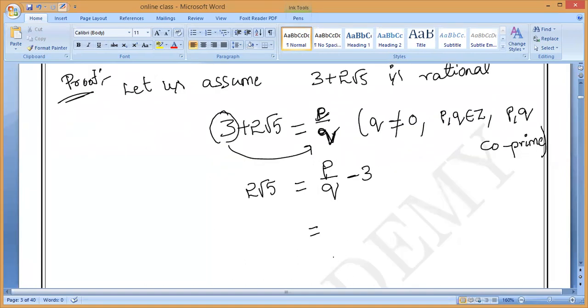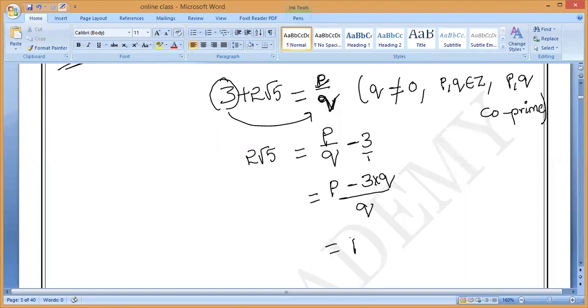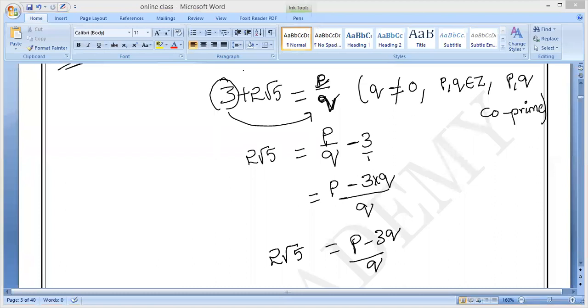What is the answer? Take the LCM. The LCM is Q. So we get P minus 3Q, and in the denominator we have Q. So P minus 3Q by Q equals 2 into root 5. Do you understand? Any doubt, ask me.